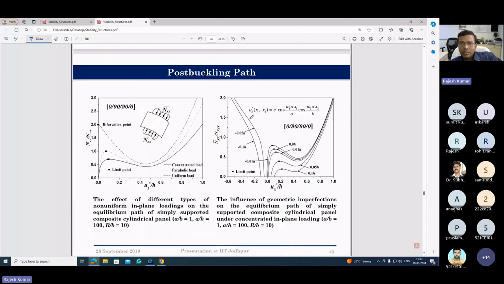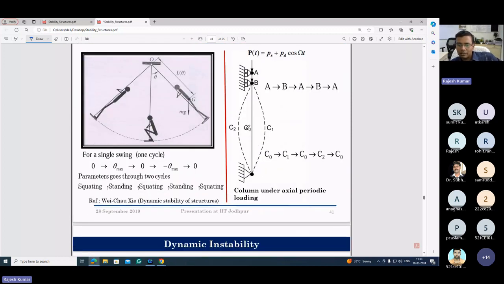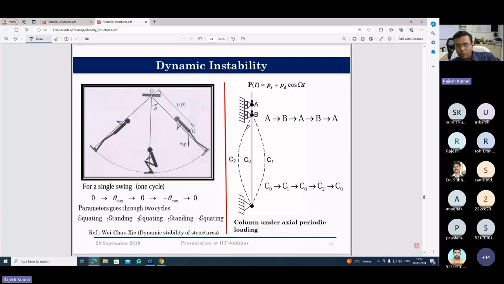So I'm going to end this. Okay, let us look at dynamic instability. I'm going to explain it just through one example. Have you used a swing? Everyone has maybe used a swing. To get the maximum pleasure of the swing, what will happen? The person is supposed to sit exactly at the middle, and at the extreme ends is supposed to stand, such that it gets maximum amplitude.